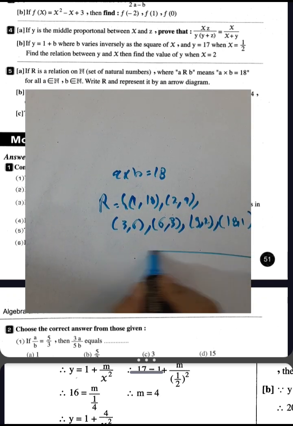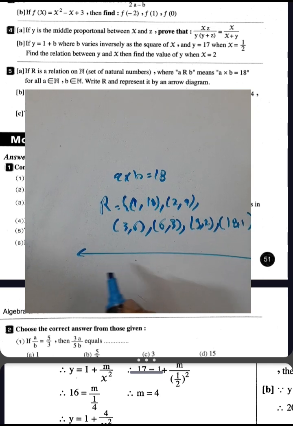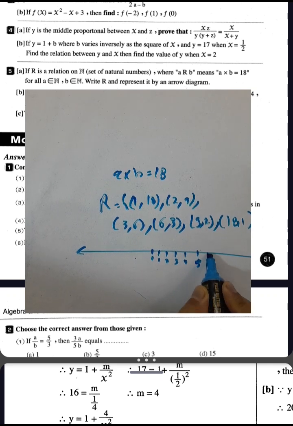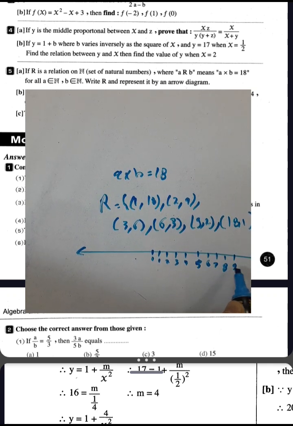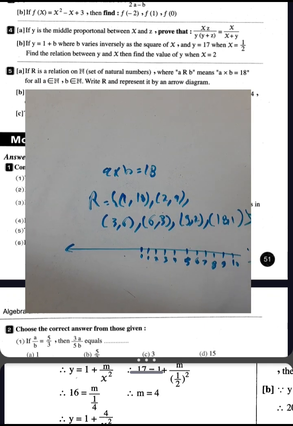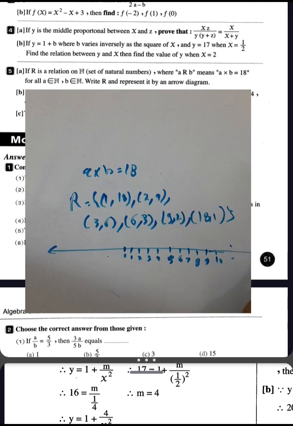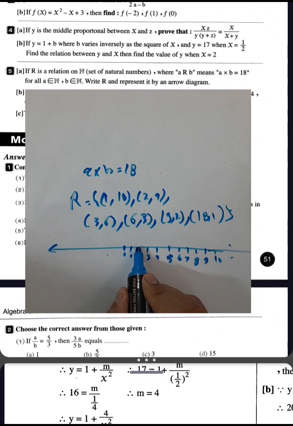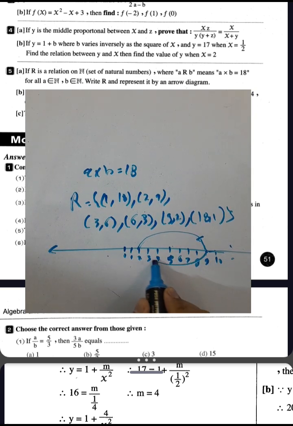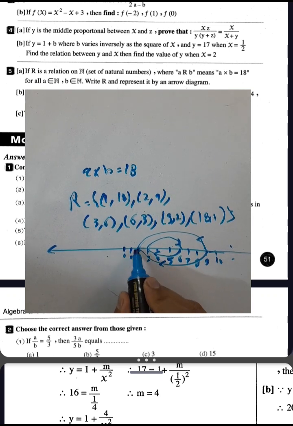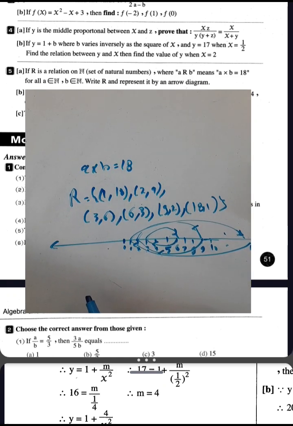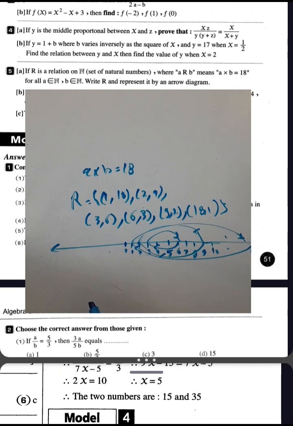And you can draw a number line here to put all the numbers 0, 1, 2, 3, 4, 5, 6, 7, 9, 10, going to 18. Okay, and then the image 9 to 2, 3 by 6, and 6 by 3, 1 times 18, and 18 times 1. Okay, understood? Next example.